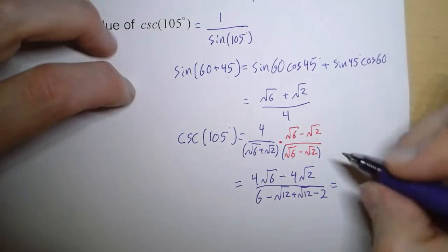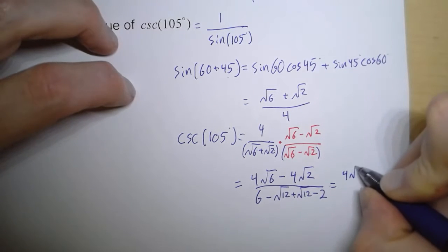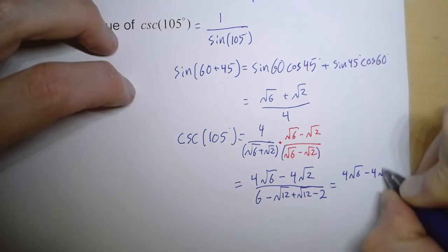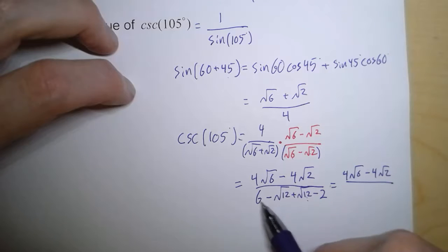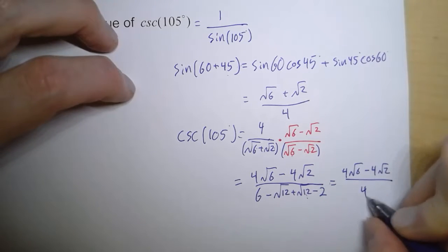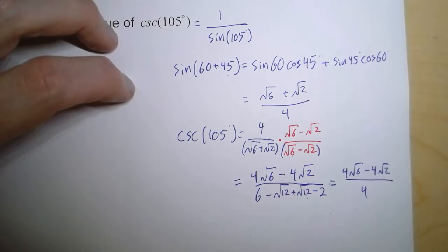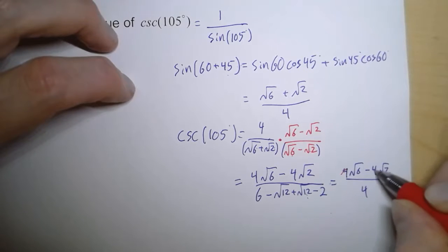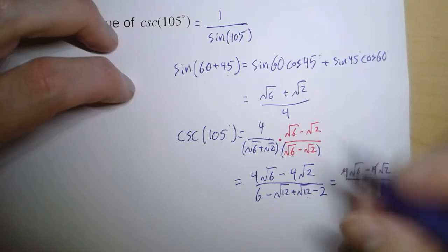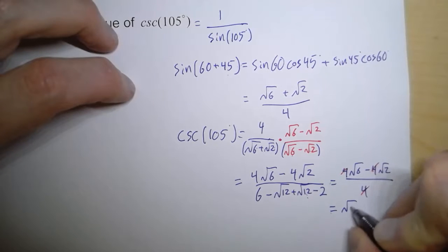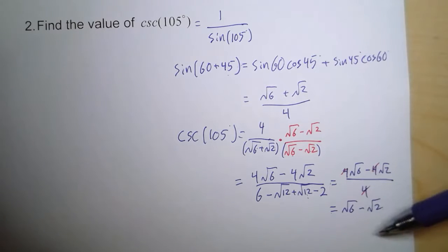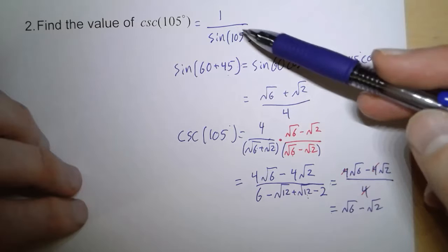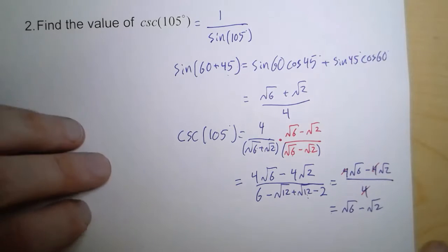Now we can't combine like terms on the top, so we're left with 4 square root of 6 minus 4 square root of 2. But the radical 12s, they cancel. And so we have 6 minus 2, which is 4. So that means the 4's here, here, and here cancel. And so we're left with radical 6 minus radical 2. So that's the exact value of cosecant of 105. We found sine of 105 and took the reciprocal.